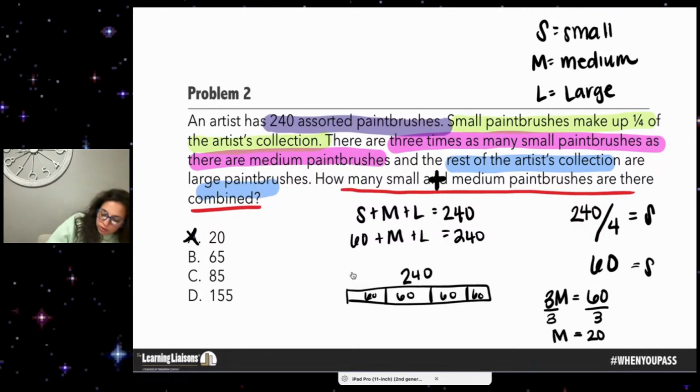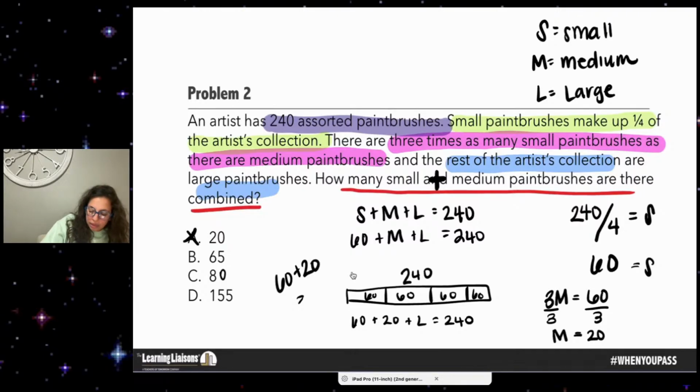So now we have 60 plus 20 plus L equals 240. How many small and medium paintbrushes are there combined? Y'all, I'm really winning at this whole answer choice thing today, aren't I? 60 plus 20 equals 80. There are 80 small and medium paintbrushes combined.